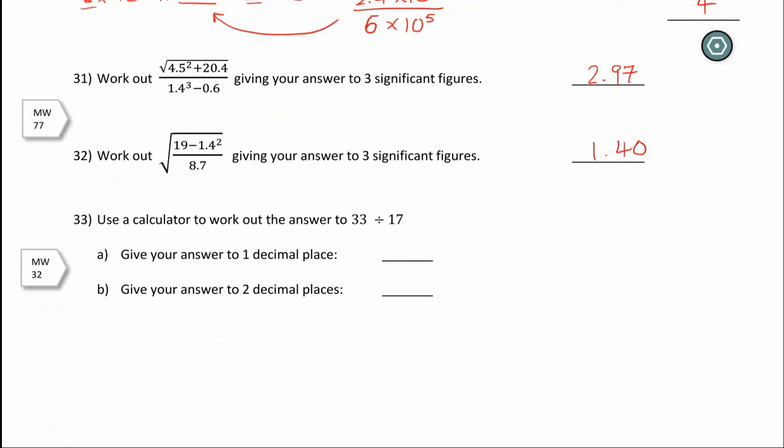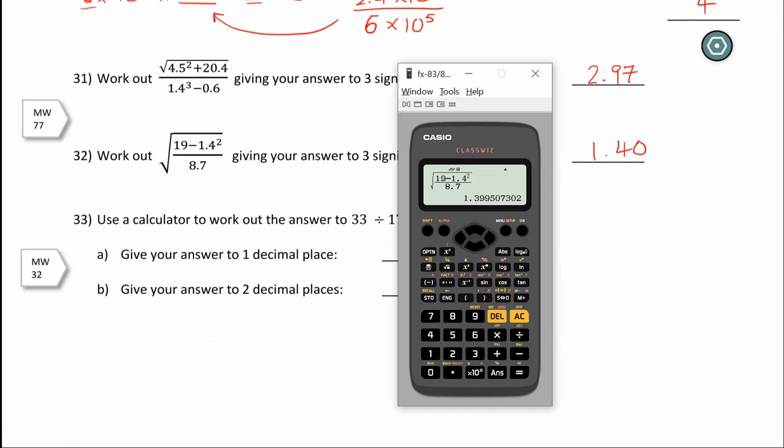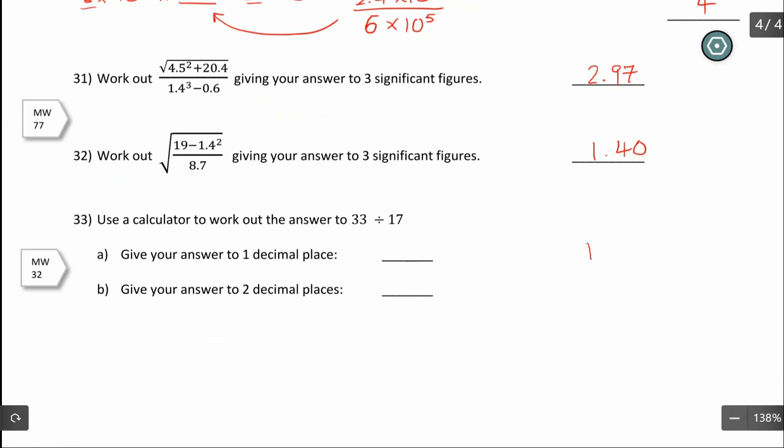And the final question, use a calculator to work out that. That's easy enough. 33 divided by 17. 1.94117, and carries on. Give your answer to one decimal place. So here's the 9 in the first decimal place. Should it stay a 9 or increase? It should stay a 9, because if we look at the next number along, it's only a 4. So the answer is 1.9.